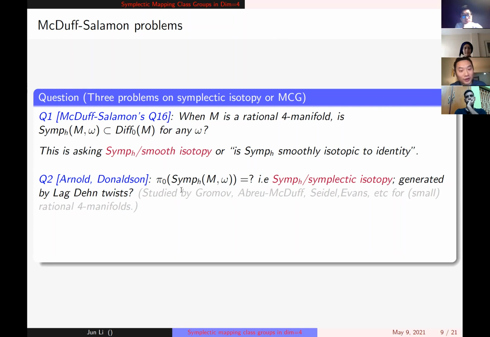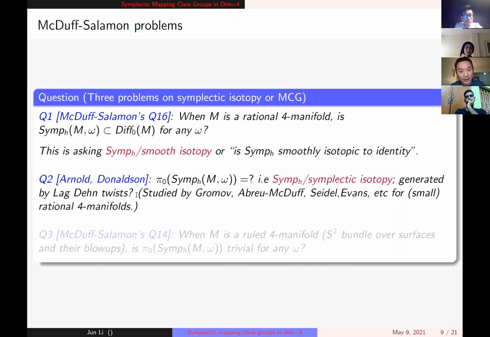Then the second question, originally asked by Arnold: what is the symplectic mapping class group? Later, Donaldson wondered whether this group is fully generated by Lagrangian Dehn twists, or squared Lagrangian Dehn twists. We also restrict ourselves to rational symplectic manifolds for question 2. For small rational symplectic manifolds, by small I mean the blowup number is small, this is studied by Gromov, Abreu, McDuff.